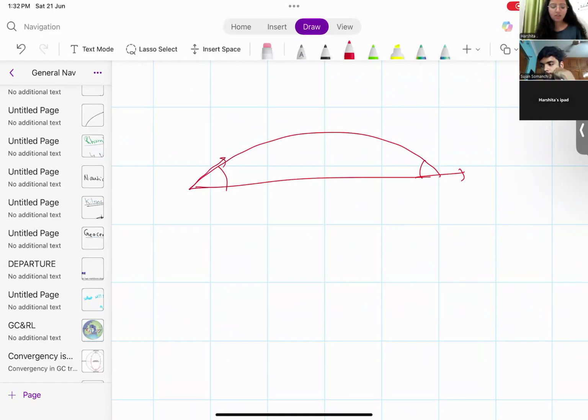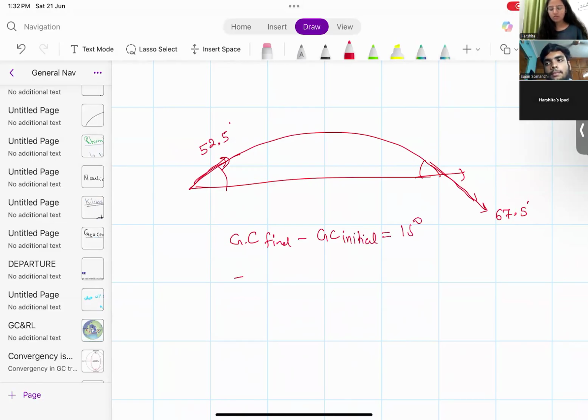This was our great circle initial. Its value was 52.5, right? Yes, ma'am. The final track was 67.5, right? This is the great circle initial. This is the great circle final. So if you subtract GC final minus GC initial, we'll get the convergence, which is 15.